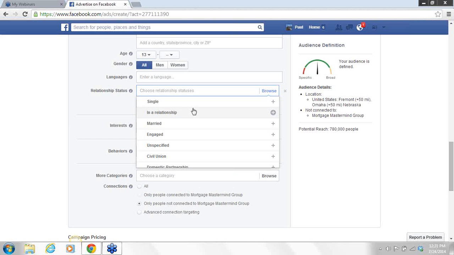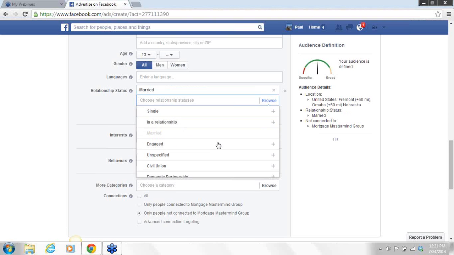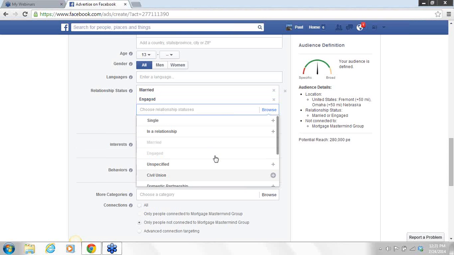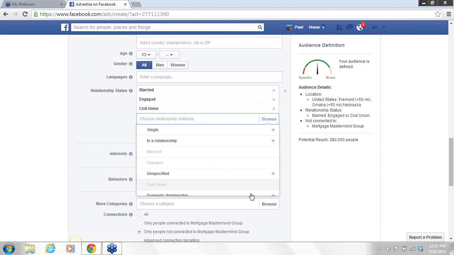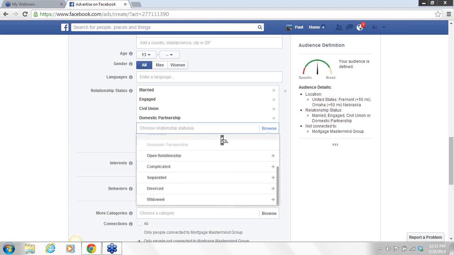Again, single, in a relationship, married, engaged. Absolutely add those. I want all the married people. I want all the engaged people. I want all those people that are in a civil union. I want all those people that are in a domestic partnership. Again, I'm going consumer direct here. I definitely want the divorced people.